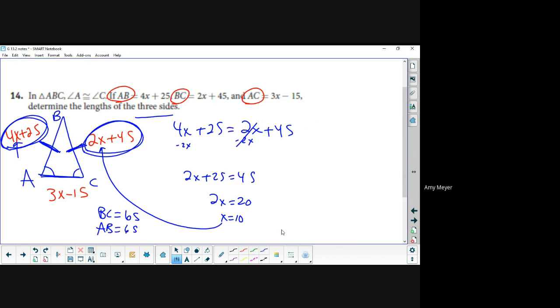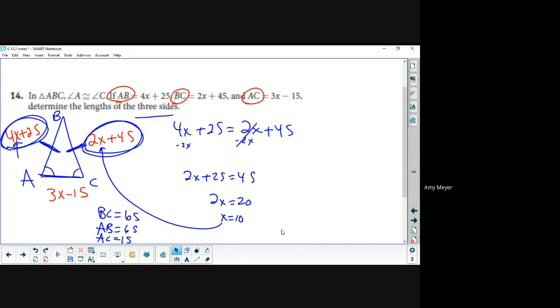Do I need to plug 10 into this side? Well, it's the question. Find the lengths of all 3 sides. So yeah, I found the length of 2 sides. Plug it back in to find the length of the 3rd side. 3 times 10, 30. Minus 15 is what? 15. Notice I labeled them so I don't just have 65, 65, 15.